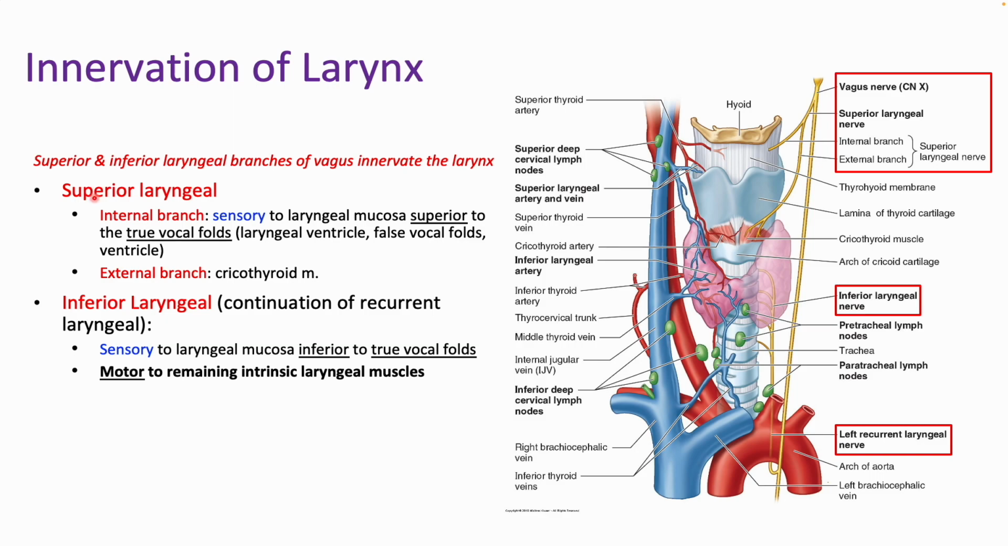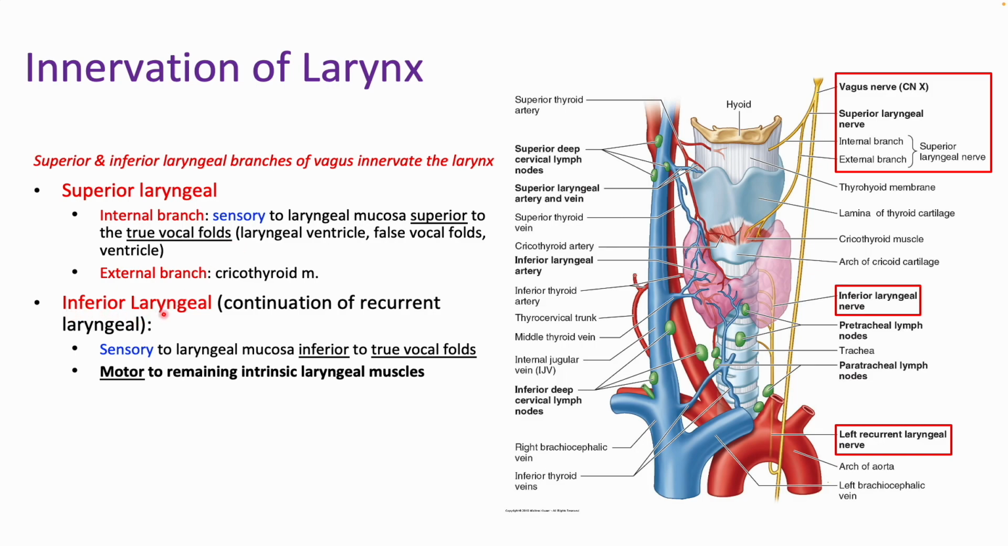If you remember back to the vagus nerve video, we're going to have the superior laryngeal come off and bifurcate into the internal branch and the external branch. The external branch is going to go to the cricothyroid. The internal branch is going to do sensory innervation to laryngeal mucosa superior to the true vocal folds. So above the true vocal folds, we're internal superior laryngeal. And that's going to be this stuff here.